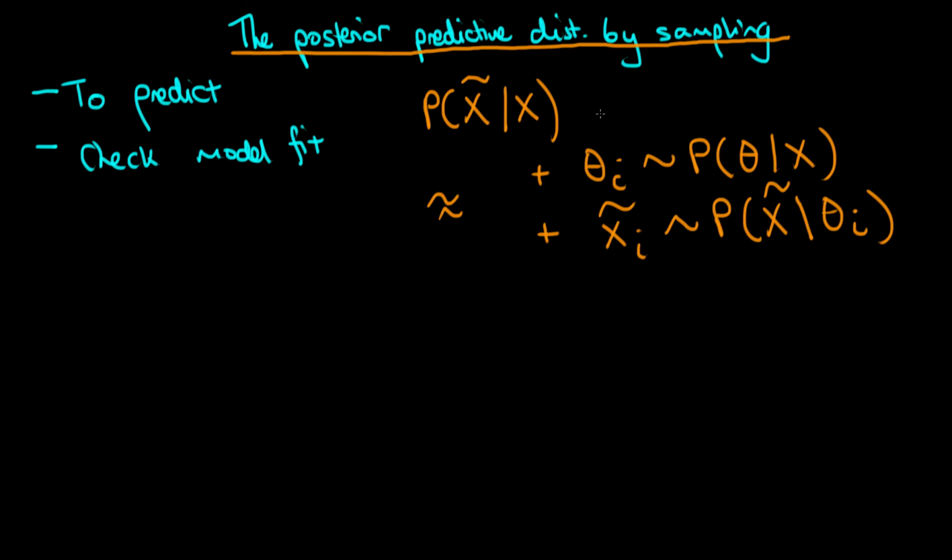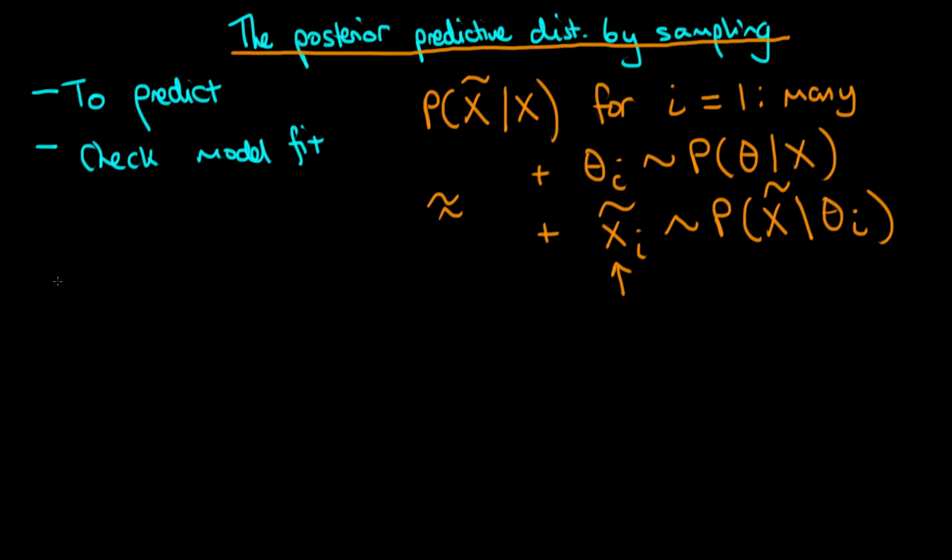So the idea is that we repeat this process for i equals 1 to many. We just repeat these two steps many times. And then if we draw a histogram of the x tilde values, that is an approximation to our posterior predictive distribution. And note that each of these steps represents the two sources of uncertainty that we have in predicting new data. Firstly, there's uncertainty over the value of theta, and that's dictated by our posterior. And then secondly, there's the uncertainty in the data generating process itself. So even if we did know what theta was, there is still some randomness in that process, and that's what the second step in this sampling procedure means.